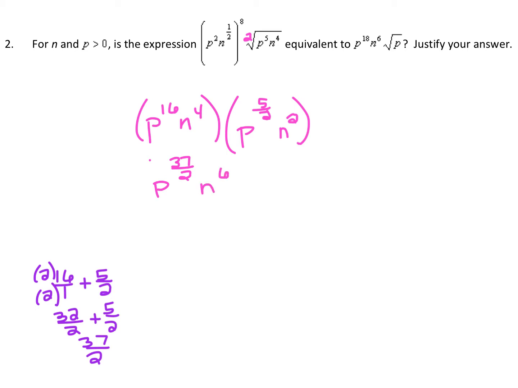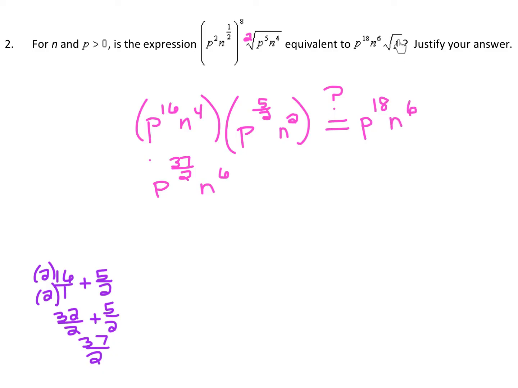Now, that's what I have so far. Now, I could keep working with this and try to get it back into radical form, but I'm looking over here, and I'm realizing it might be a little bit easier just to work with these. So let me bring down, I'm going to do this, equals with a question mark. We don't know if these are equal. I'm going to bring down the p to the 18th and the n to the 6th.